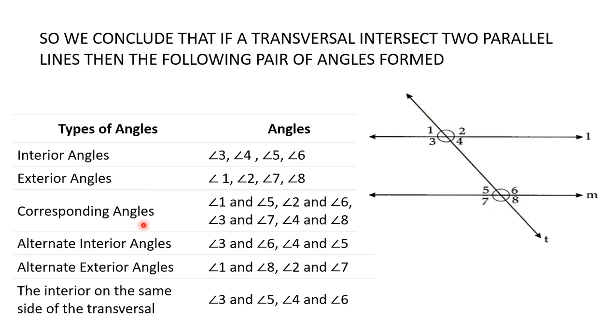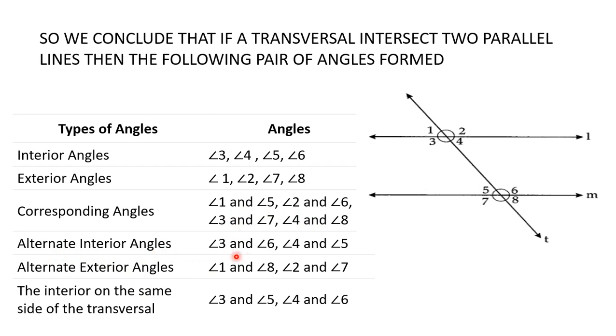Now, pairs of corresponding angles: angle number 5 and 1, these two are corresponding angles. Angle number 2 and 6 are a pair of corresponding angles. Angle number 3 and 7 are a pair of corresponding angles. And angle number 4 and 8 are corresponding angles. So, we get 4 pairs of corresponding angles where all the pairs are equal to one another.